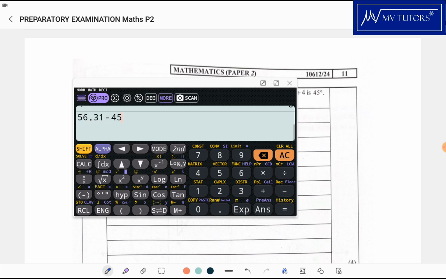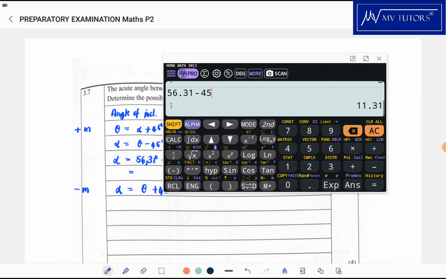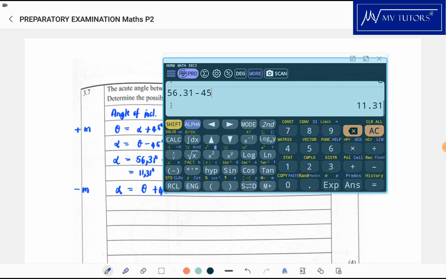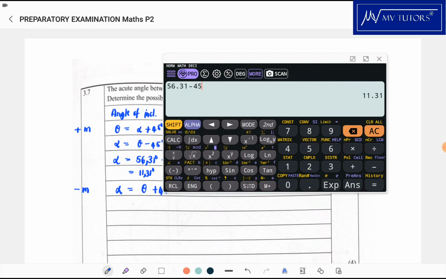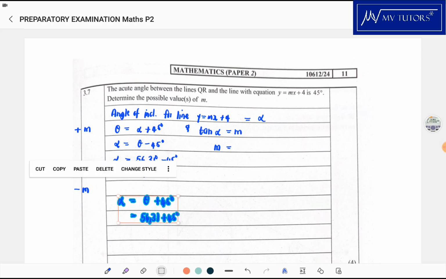56,31 minus 45 is equal to 11,31 degrees. No? Ooh, no. And then when you look at the other side, this is now 56,31 plus 45. Let me just shift this a bit to the bottom, give us a bit of space.